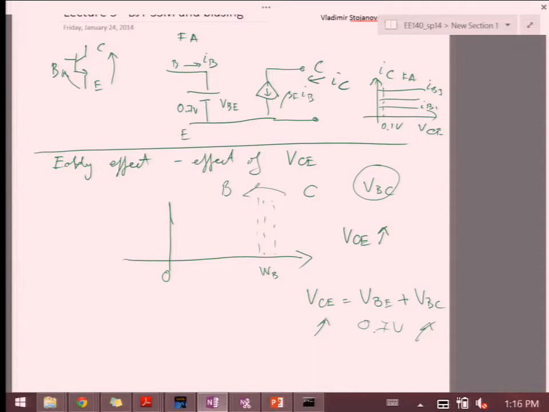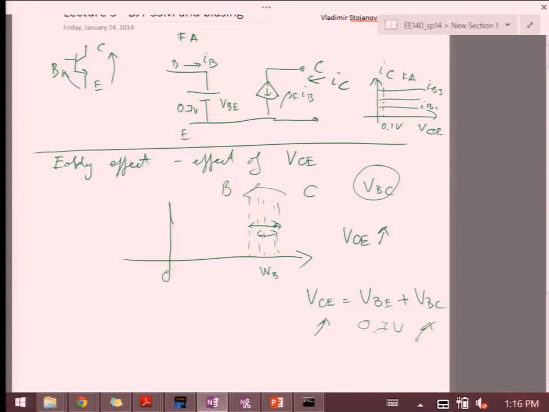What happens? Yeah, so the depletion region gets bigger. So my depletion region here broadens, from something that was previously like this to something that is like that.